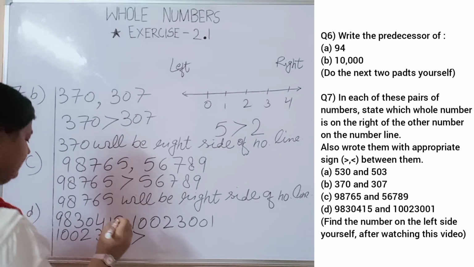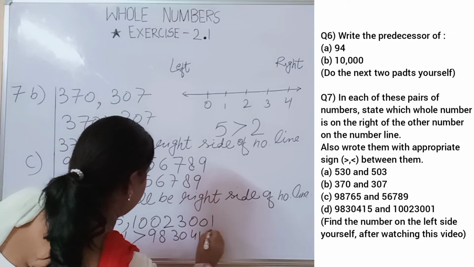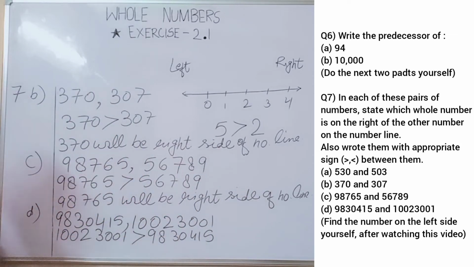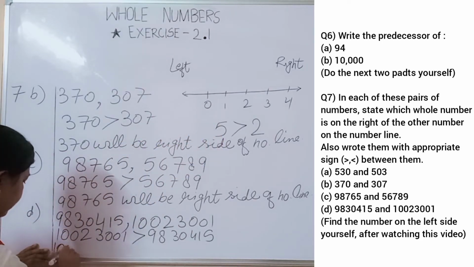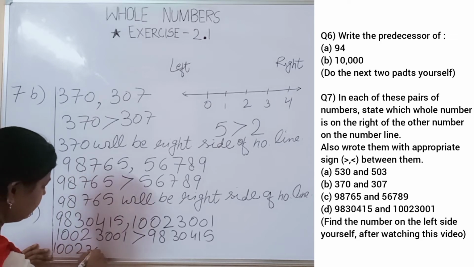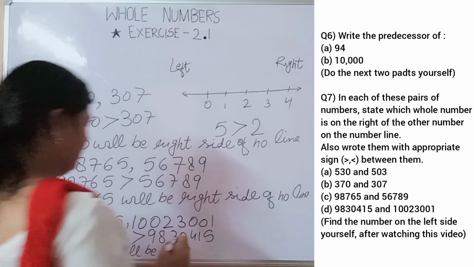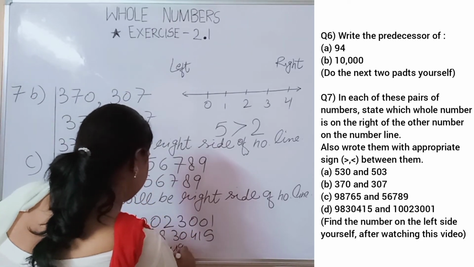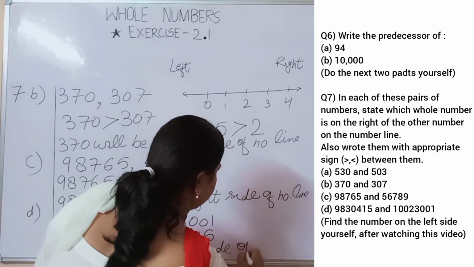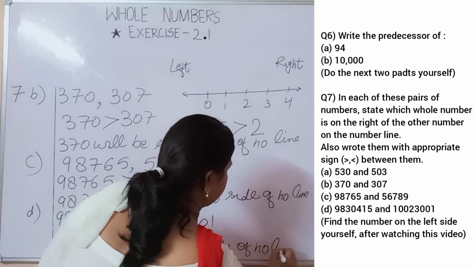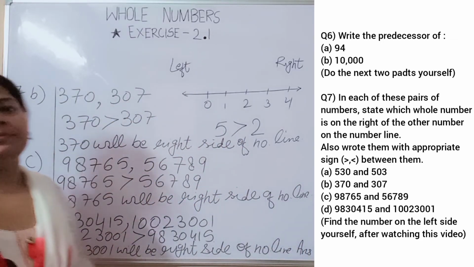This is greater than. And of course this number will be at the right side of the number line. So 100,23001 will be on the right side of the number line. Answer. So these are the steps to find out the answer.